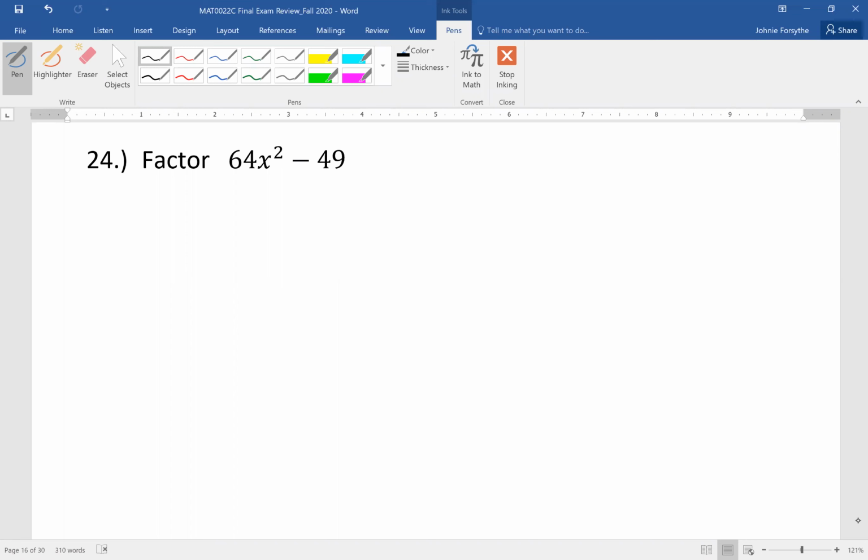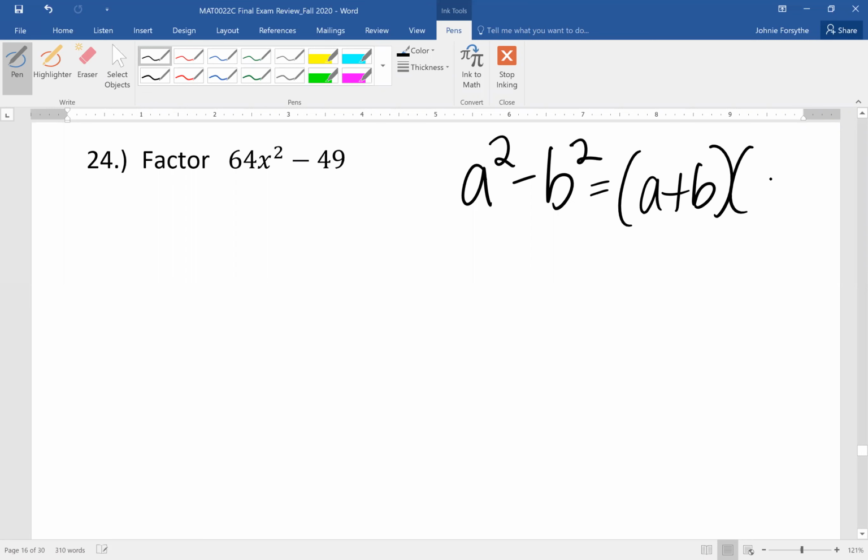But in this class, the only way you can factor a polynomial with 2 terms is by using difference of 2 squares. So a squared minus b squared. It would need to be both squared terms. And the way that you would factor that is a plus b times a minus b. So the important thing is figuring out what your a and what your b is. So what are the bases for these 2 squared terms?